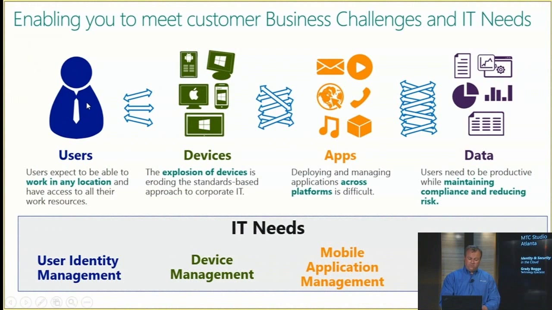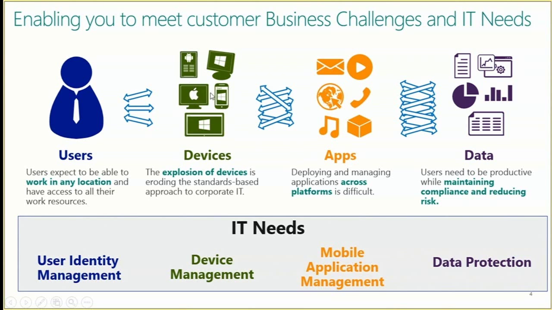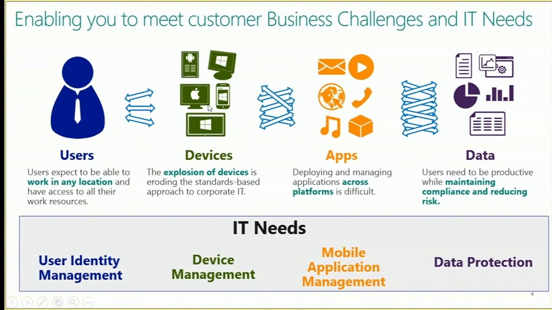So you have users, and they carry multiple devices. You see all the different logos here. And that's a one-to-many relationship. Well, then you have different apps across those devices, and that's a many-to-many relationship. Kind of think of it as the Cartesian product.